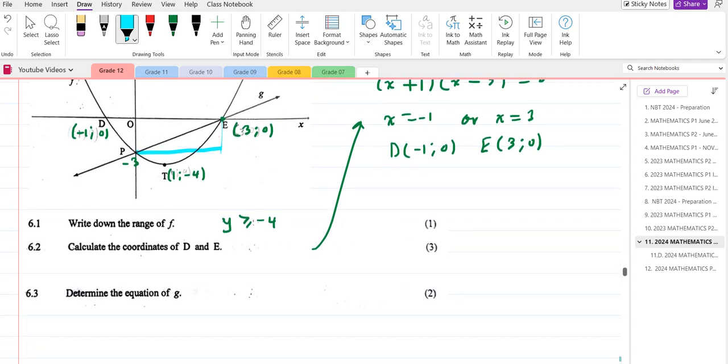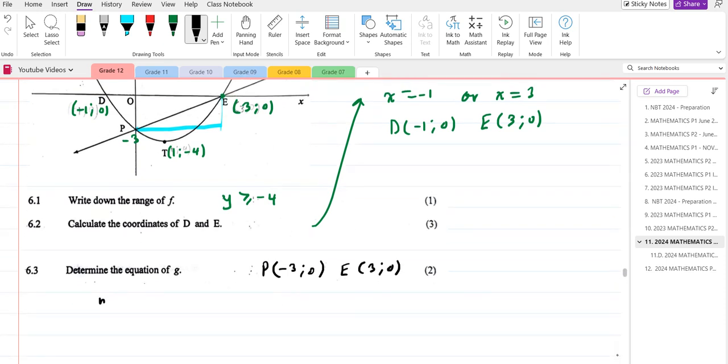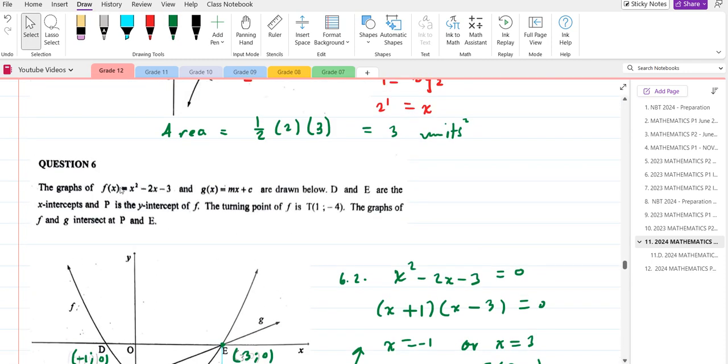Otherwise, remember point P and point E is 3, 0. If you do y2 minus y1 to find the gradient, the gradient is 0 minus 3. I made a mistake with this point P. Point P is 0 and negative 3. Now where did we get 0 and negative 3 from? It's the y-intercept of the parabola, which is negative 3.